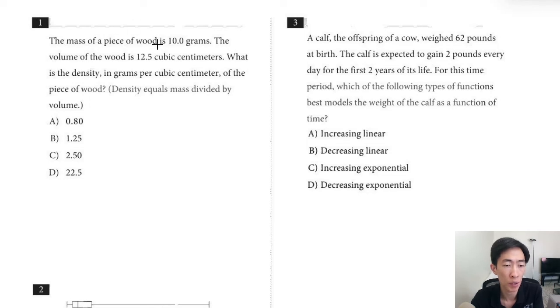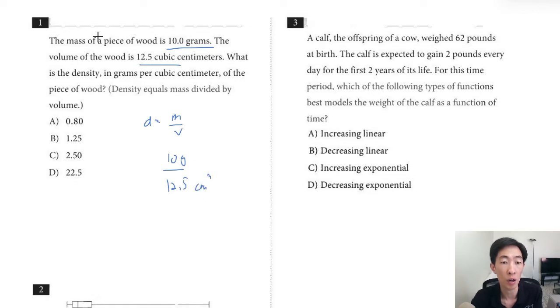Question 1. The mass of a piece of wood is 10 grams. The volume of the wood is 12.5 cubic centimeters. What is the density in grams per cubic centimeter of the piece of wood? So density equals mass divided by volume. They pretty much tell us that. And the mass is 10 grams divided by 12.5 cubic centimeters.